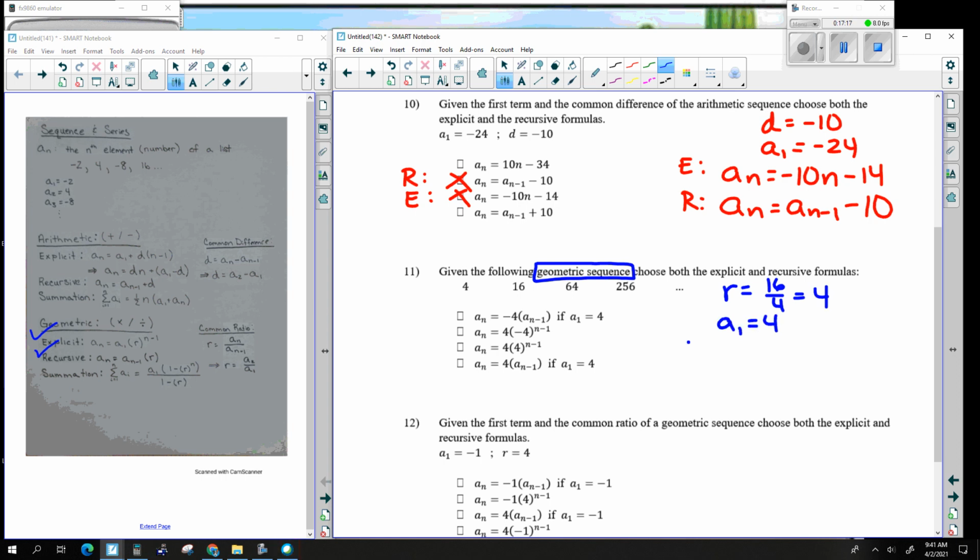Explicit formula: An is equal to A1 R to the n minus 1. And the recursive formula is An is equal to An minus 1 times R. So pick something that looks like that. There's our explicit. And then 4, just a regular 4, there's our recursive.